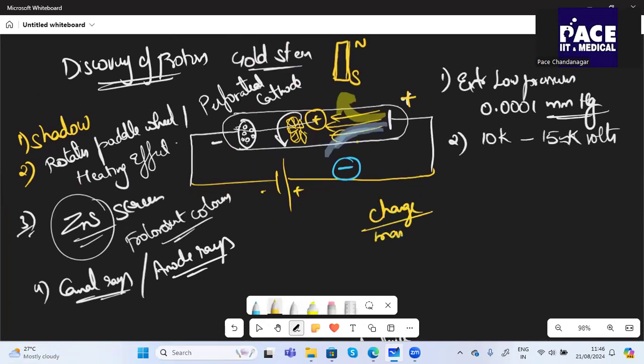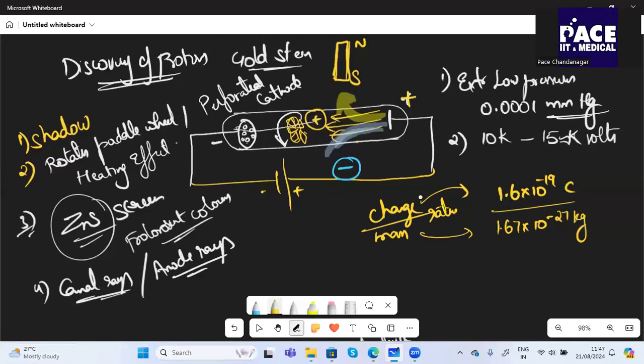Now, what is the charge? Charge is 1.6 into 10 to the power minus 19 coulombs. And what would be the mass? It is 1.67 into 10 to the power minus 27 kilograms. That will be your mass. So the charge by mass ratio of the proton is around 1.672 into 10 to the power minus 24, and minus 24 will be in grams there.